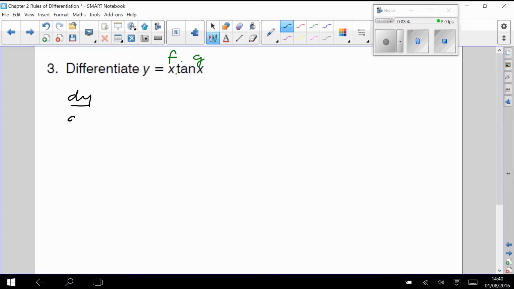So the derivative of my function must be the derivative of f, which is 1, all multiplied by g, which is tan x, plus the derivative of g, which we discovered was sec squared x, all multiplied by f of x, which is x. Writing this down again so that x is not confused with the angle of sec squared x, this is better written as follows.